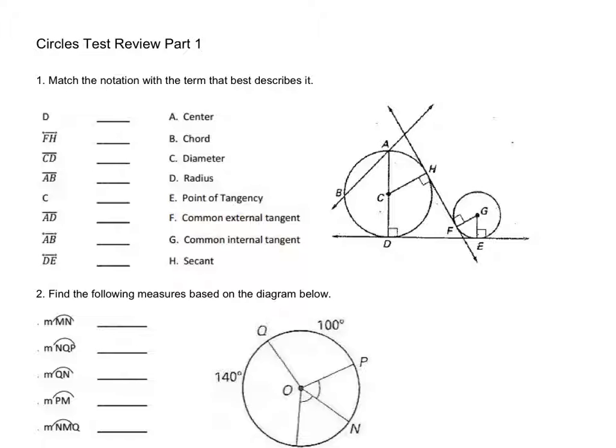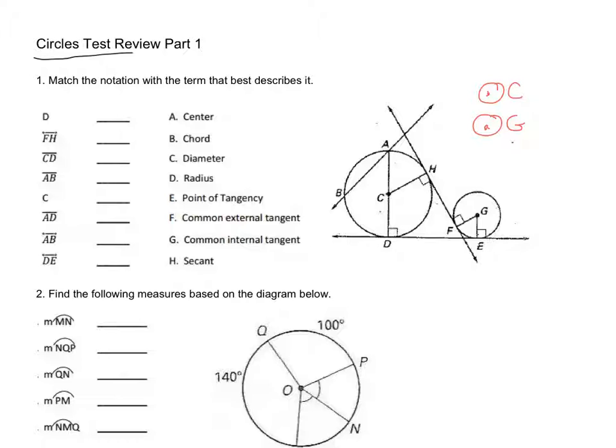Okay, we're going to look at some problems to start to help us review for our circle tests. So this first problem says match the notation with the term that best describes it. So we have this figure below, over here, which has two circles. We have circle C, and we have circle G, and then all this other stuff.